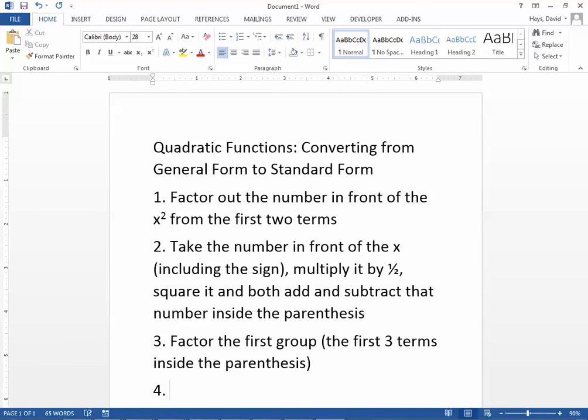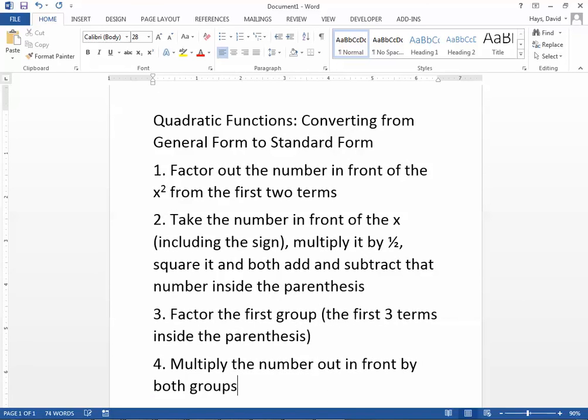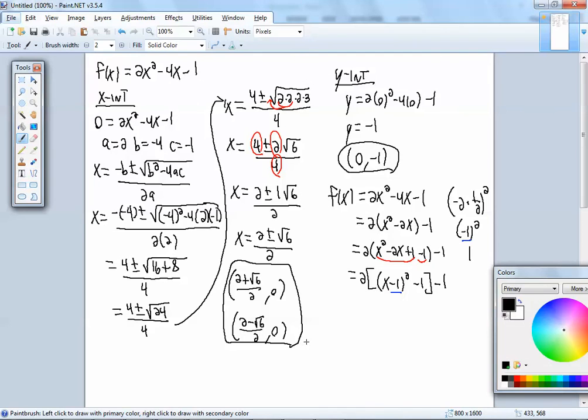Then step 4, multiply the number out in front by both groups. So we're going to take this number that's out in front here, this 2, and multiply it times our first group here and our second group. Our second group is just that single number. So we got 2 times x minus 1 squared, 2 times negative 1, minus 1.